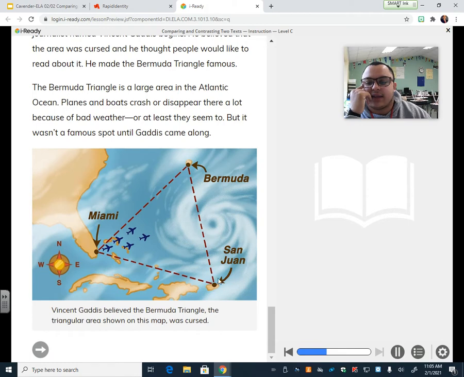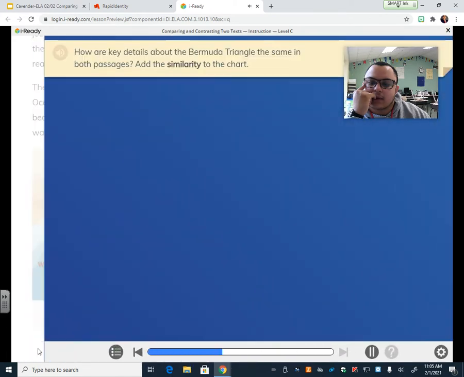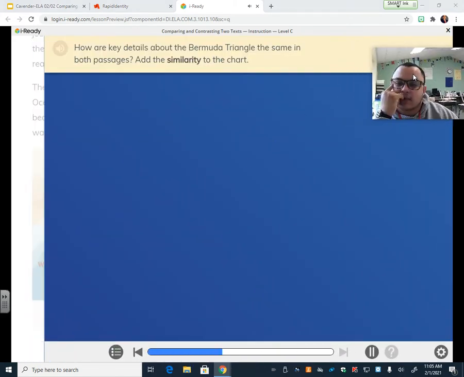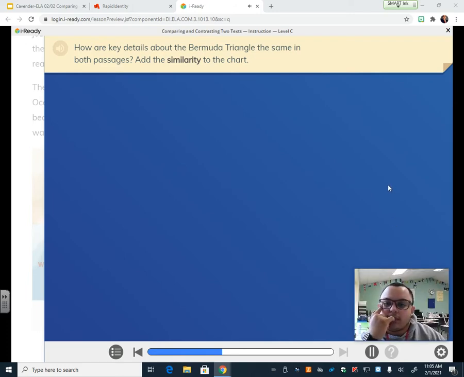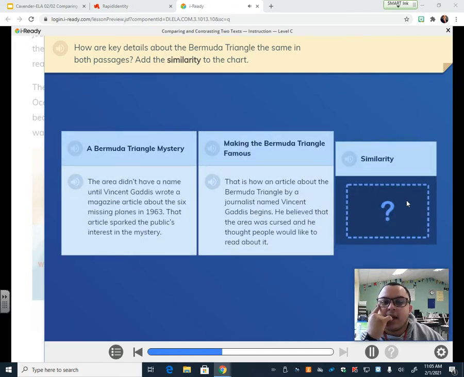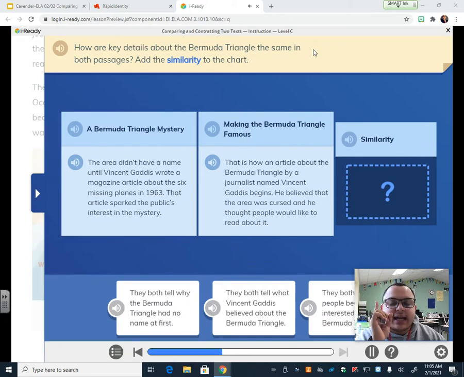So they think that this area is cursed. How are key details about the Bermuda Triangle the same in both passages? Add the similarity to the chart. So remember, key details are the details that are super important. So what is the similarity between these two?